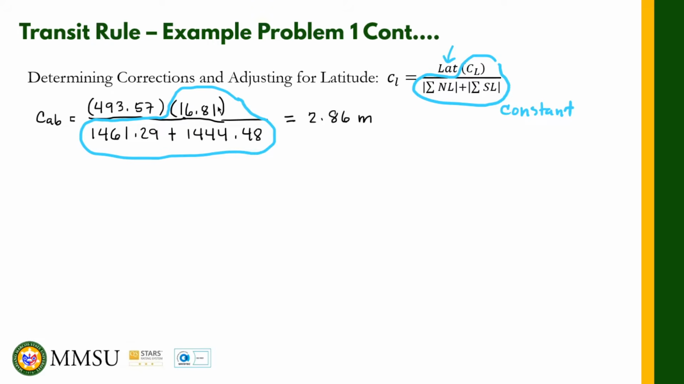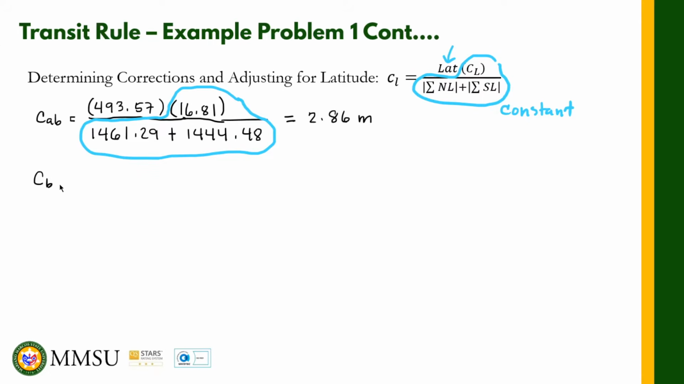And then, i-store na ninyo ito sa calculator ninyo. Gaya ng ginawa natin sa compass rule, pwede nyo nang i-store yan sa kung anumang variable ang gusto nyo. So, whatever the value of this one, minumultiply na lang natin doon sa latitude ng kung ano man yung sinusolve natin na correction. I hope you get that one. So, let us go to the next course.